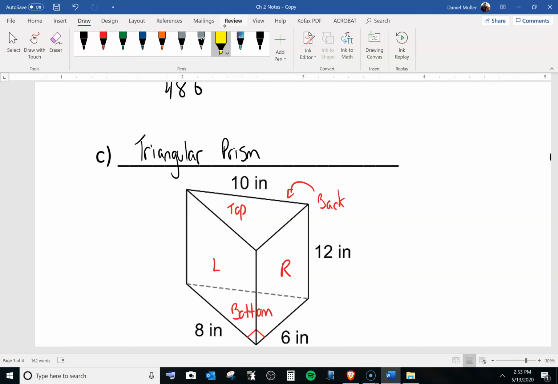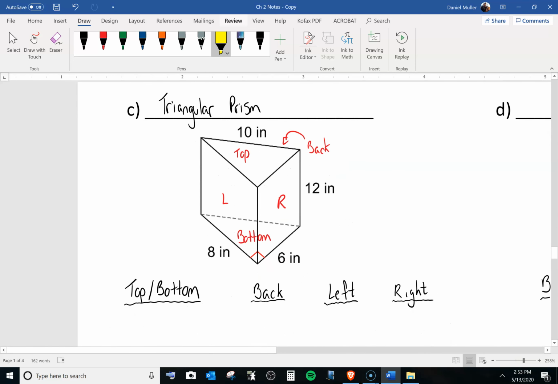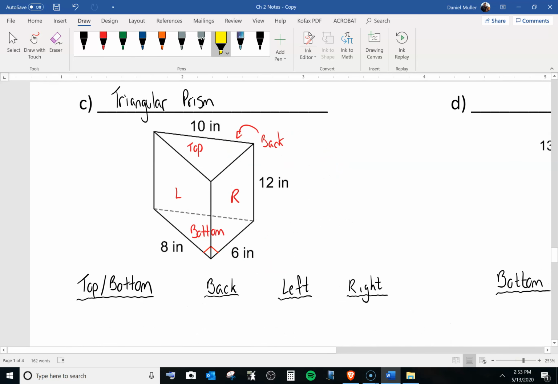How about the back? What is this? That's not 12, that's 10. Oh, look, 10. So the back is 10 by 12. Also different. So the left, the right, and the back are all different, but the top and bottom are the same. So I'll give you a second just to pause it here, but I've listed top and bottom as the same. There's the back, left, and the right. So go ahead and pause it.